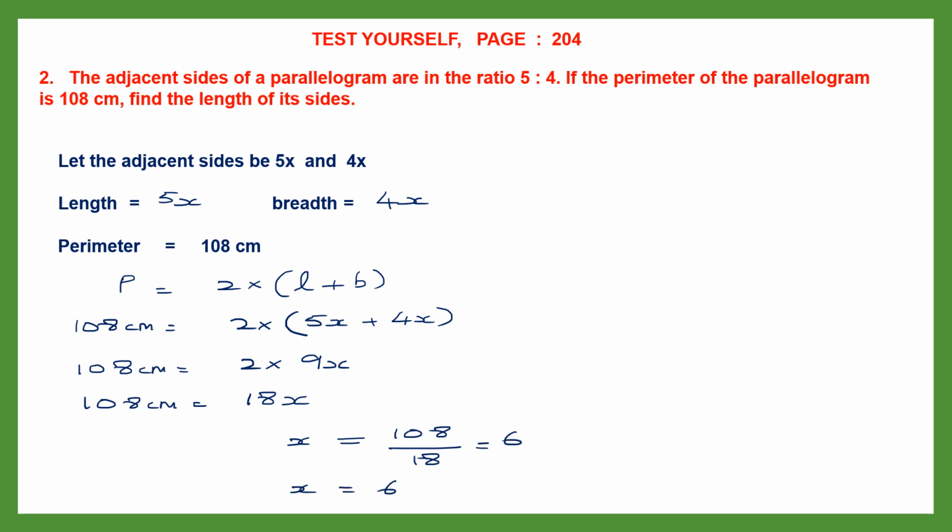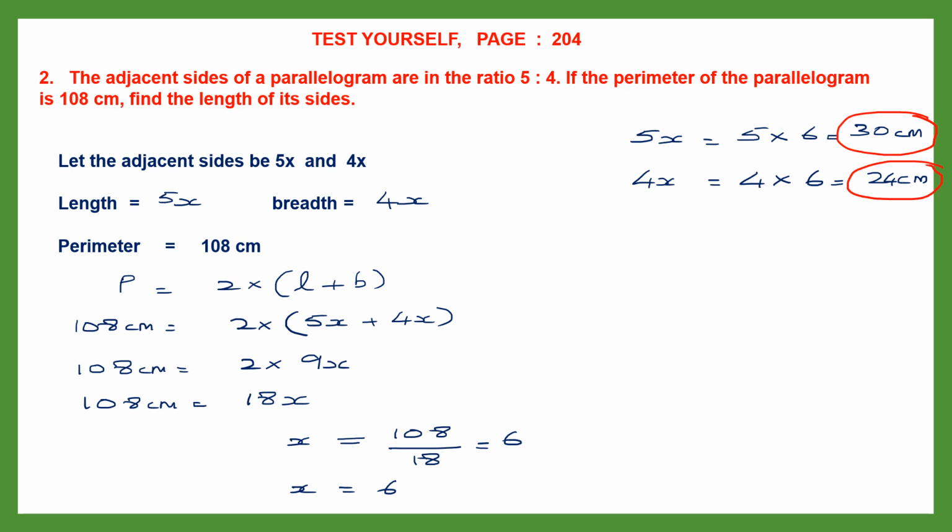Now we can find the two sides. The first one, we said, let the sides be 5x and 4x. So 5x means 5 into x and x is 6. So 5 sixes are 30 centimeters. So the first side is 30 centimeters. The second side we said, let it be 4x. So 4x means 4 into x and x is 6. 4 sixes are 24. So we have found the two sides. The two sides are 30 centimeters and 24 centimeters.